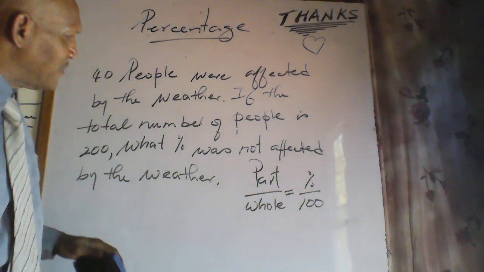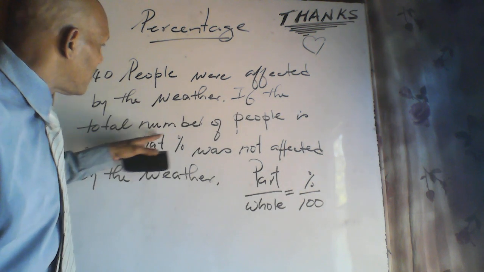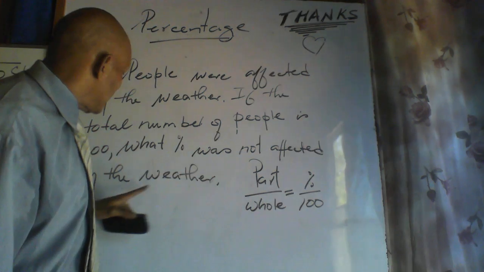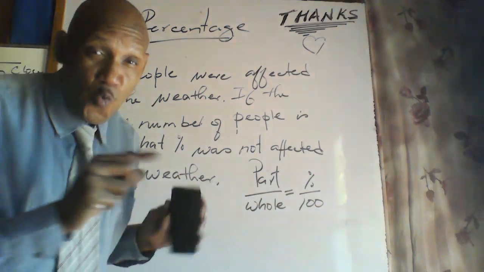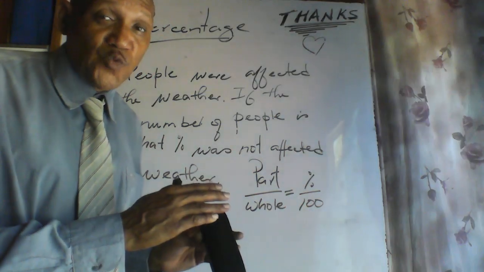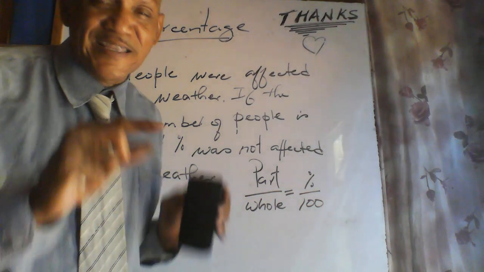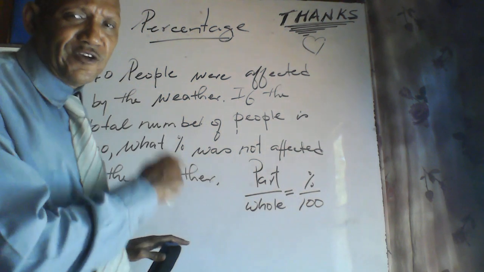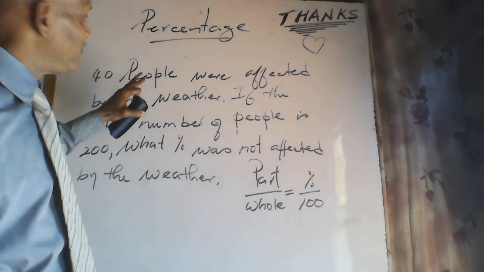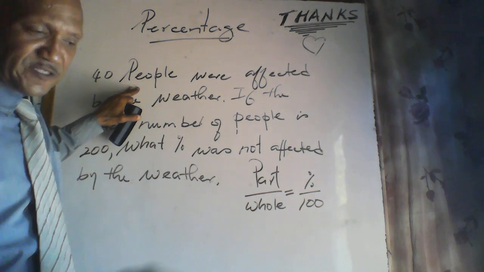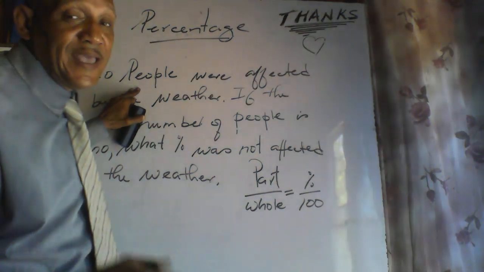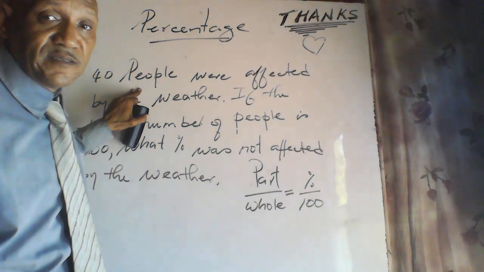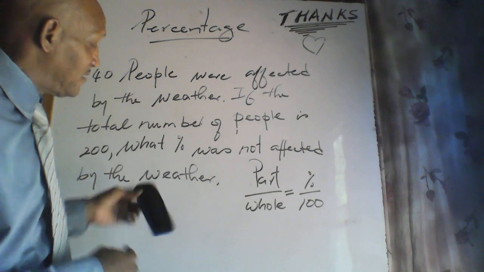How do I know it's a percentage problem? They asked me, if the total number of people is 200, what percent was not affected? They didn't ask you what percent was affected. They asked you what percent was not affected. Please, you have to pay attention to that, because the first answer on the test would be the amount that was affected. A lot of us are going to jump on it, and you can't tell them that they didn't get it wrong. But they did. They got it wrong. So let's set it up.